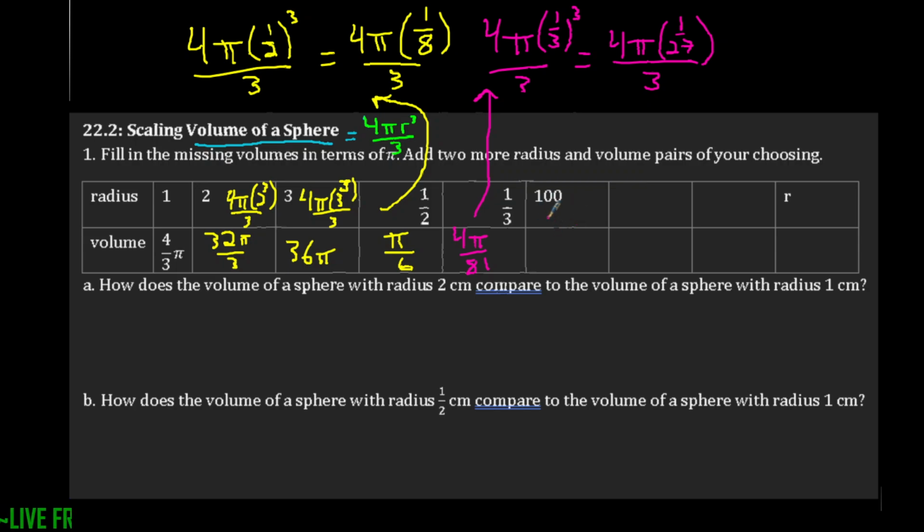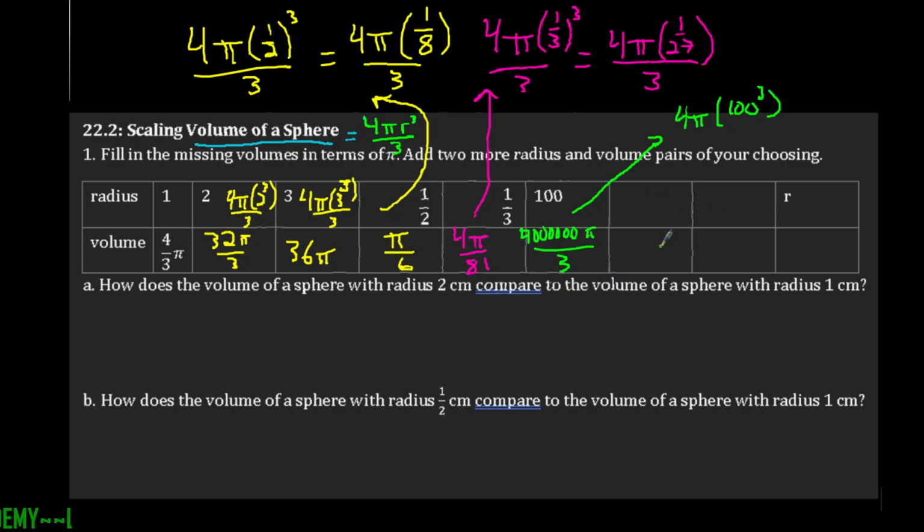For this one, it's going to be a big number because this is going to be the same as 4 pi times 100 to the third power. So this is going to be a big number, I think 4 million. So 1, 2, 3, 4, 5, 6 times pi and over 3.